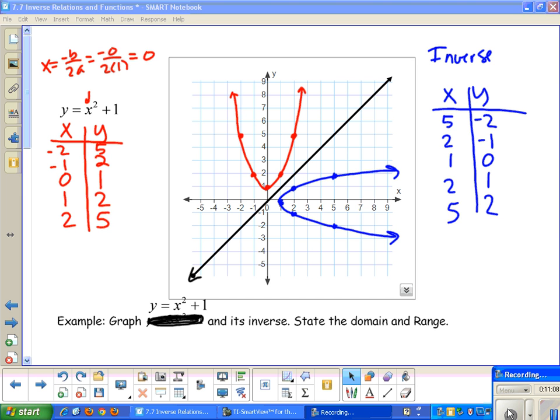So I just drew in my line y equals x to show you that if you were to fold the graph in half on that line, each of the graphs would be reflected to the other side. So you could think about folding your paper in half and looking at a light, and you should be able to match up the graphs.